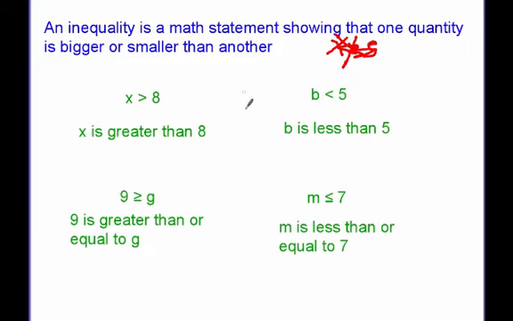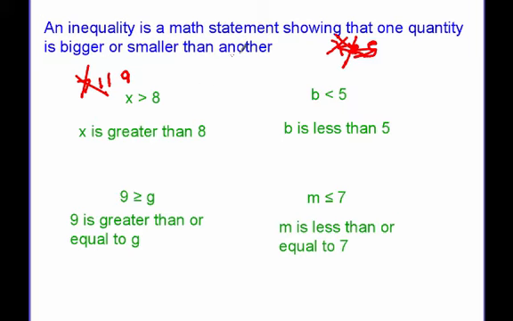So one way I can write that is I've got this inequality here, and this inequality symbol is the greater than symbol. So when we see this, we're saying x is greater than 8, or x is bigger than 8. For example, we could use 9 for x because 9 is bigger than 8. Or we could use 11 for x because 11 is bigger than 8. We couldn't use 7 because 7 isn't bigger than 8.